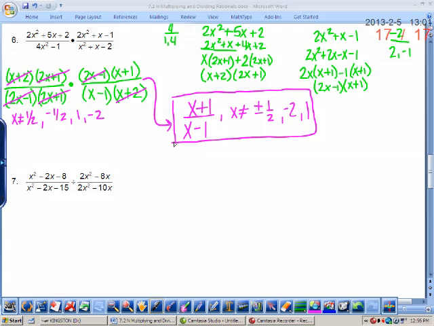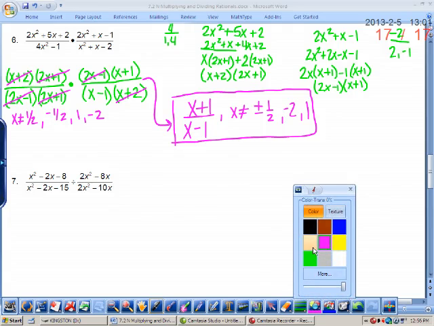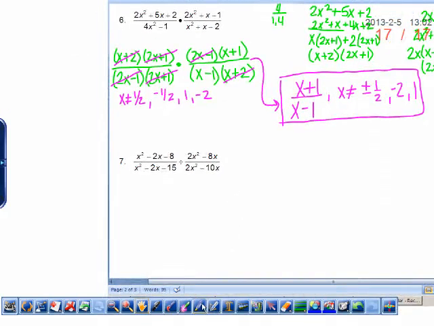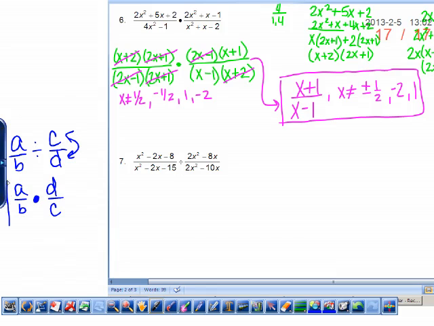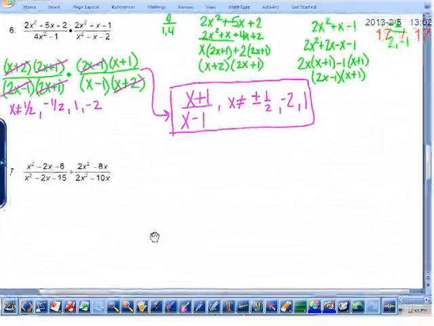All right. Before we dive into number 7, I want to remind you about something. When we divide fractions, so if I have a over b divided by c over d, tell me how to do that. Okay, good. So you keep the first one, a over b. What do you do to the division? Change it to multiplication and then flip it. So keep the first, change the sign, flip the second. Keep, change, flip.